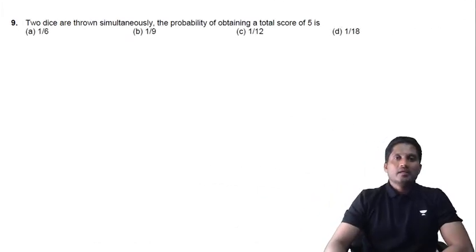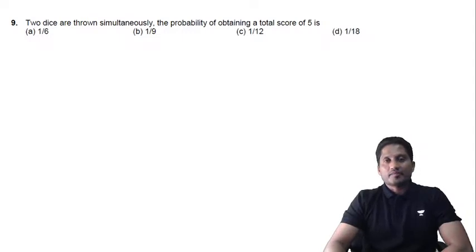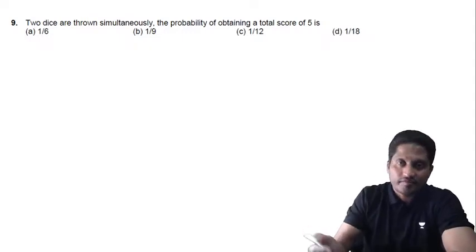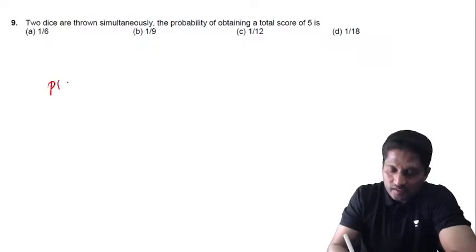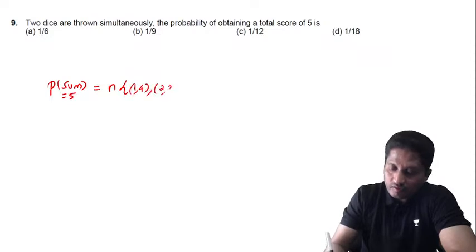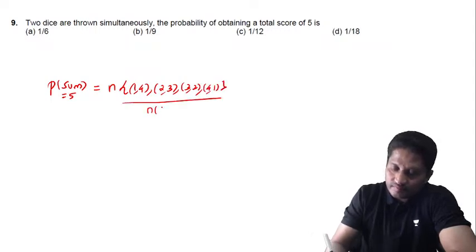Question number 9. 2 dice are thrown simultaneously. Probability of obtaining a total score of 5. Okay, this is easy. Directly you can do. Probability that the sum should be 5. Sum 5 means 1,4; 2,3; 3,2 and 4,1 divided by n of S. So this is 4 by 36, which is equal to 1 by 9. Right, answer is option B.